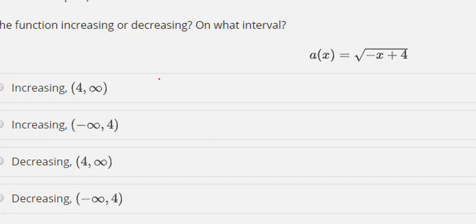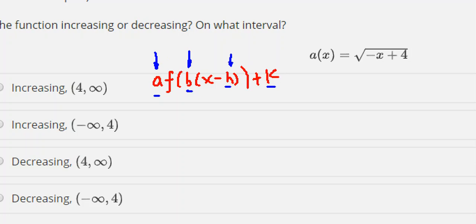So here we need to quickly review some of the things we discussed in class. So basically, plus k. So now we have four numbers, a, b, h, k. This a means vertical stretch. This b means horizontal stretch or compress. This h is the horizontal shift, and k is the vertical shift.